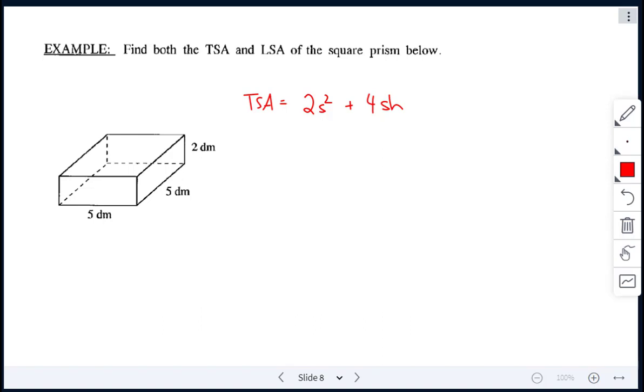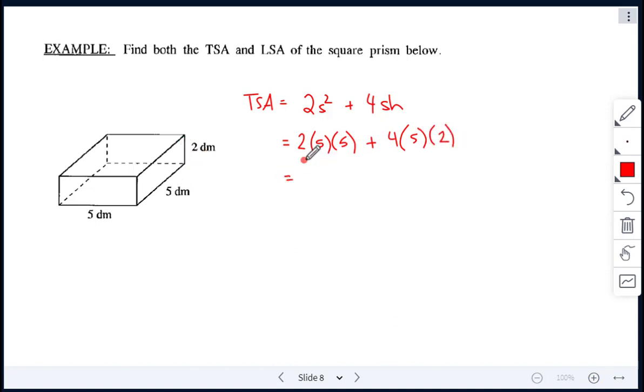All right, so here is the formula for the total surface area of a square prism. So 2s squared, that would represent the two square bases, and then 4 side times height, which would represent those four rectangles. So let's fill everything in here. So 2s squared, remember s squared means s times s, so it will be 5 times 5, and then we have 4 times the side times the height, which is 2.